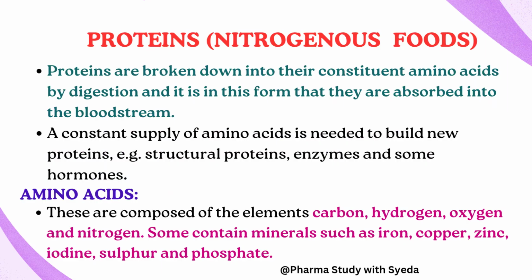Let's understand proteins. Nitrogenous food. Proteins are broken down into their constituent amino acids by digestion, and it is in this form that they are absorbed into the bloodstream. A constant supply of amino acids is needed to build new proteins, examples, structural proteins, enzymes and some hormones. Amino acids. These are composed of the elements carbon, hydrogen, oxygen and nitrogen. Some contain minerals such as iron, copper, zinc, iodine, sulfur and phosphate.